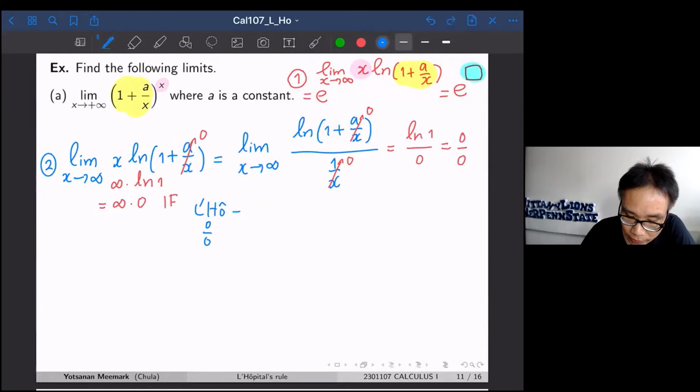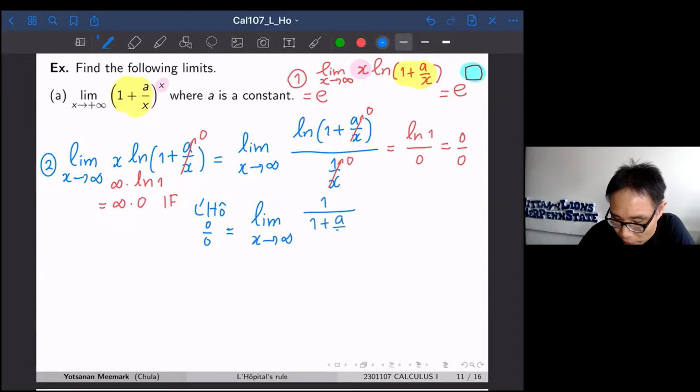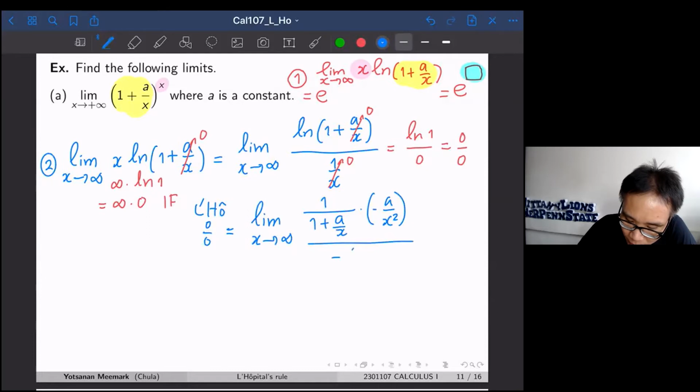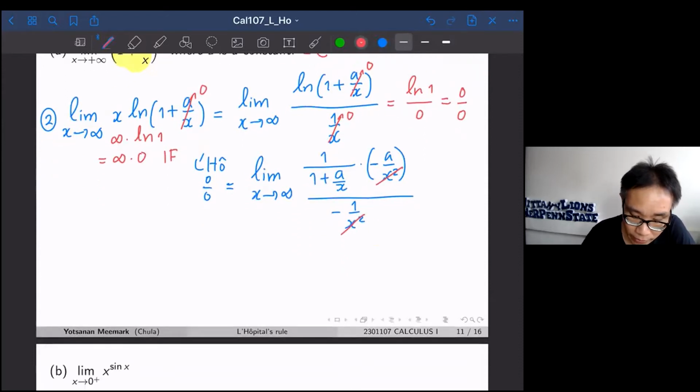So you take the limit as x goes to infinity. The derivative of log is going to be 1 over 1 plus a over x, and the derivative of a over x is negative a over x squared, and the derivative of 1 over x turns out to be negative 1 over x squared. Then you get rid of the negative sign, so you cancel this and this, and you would have a.